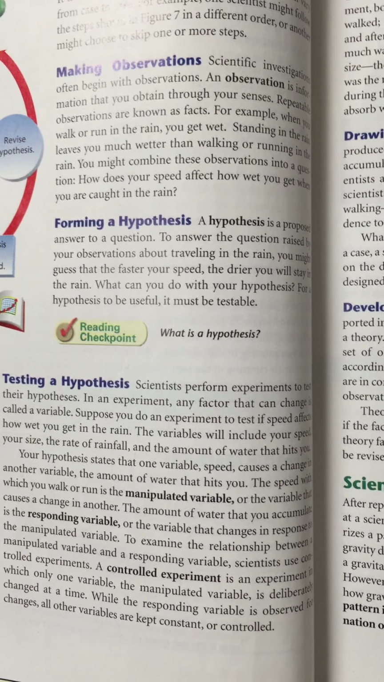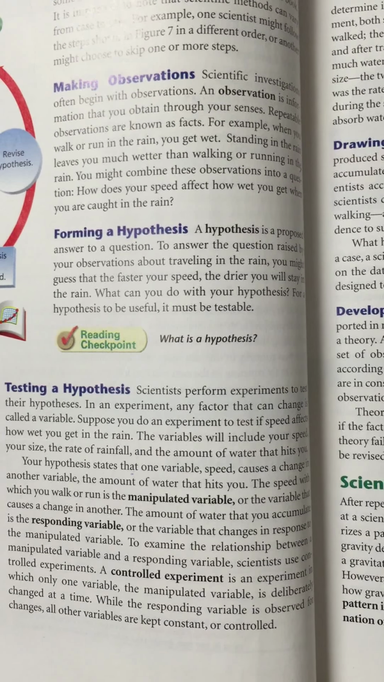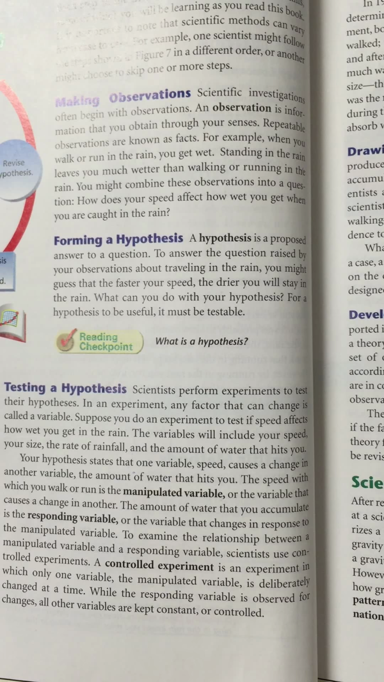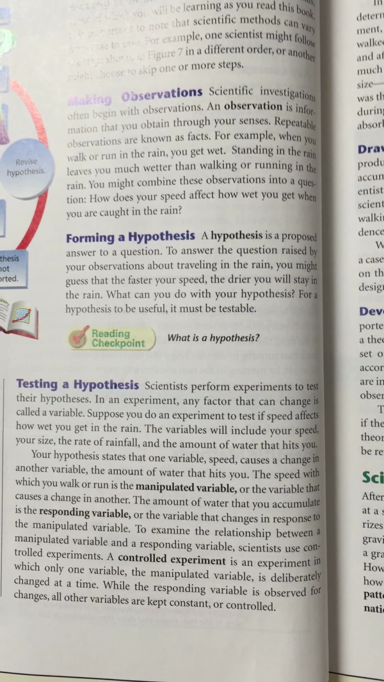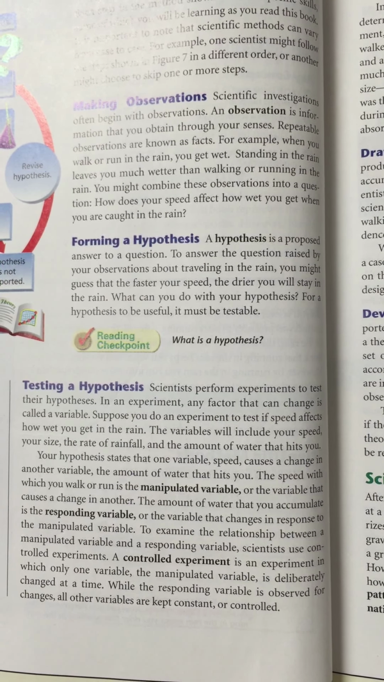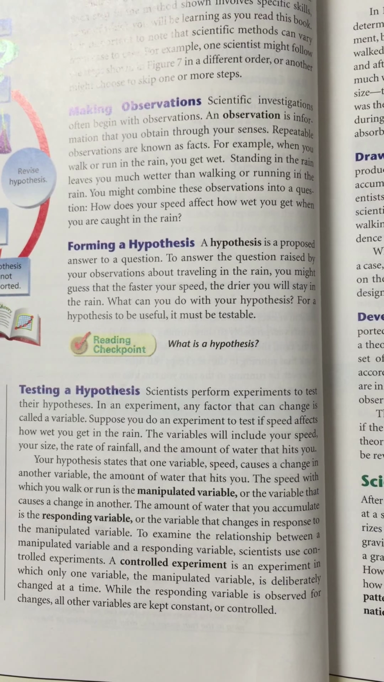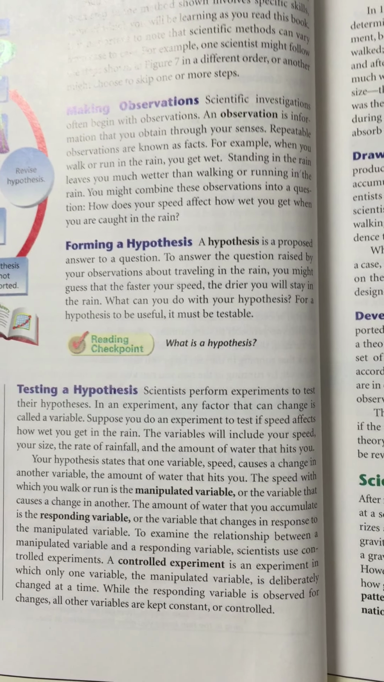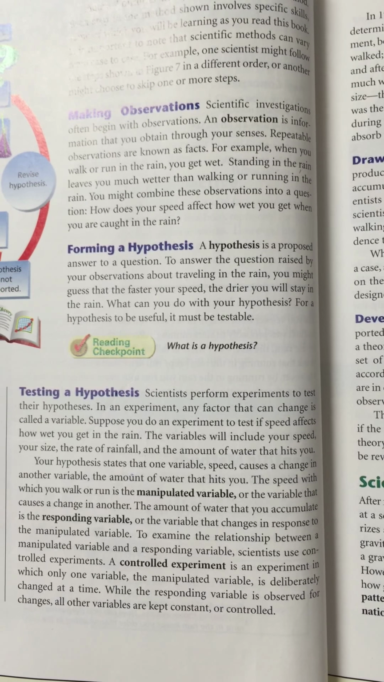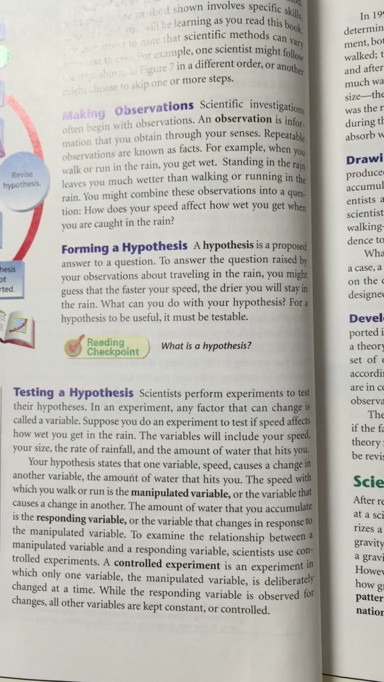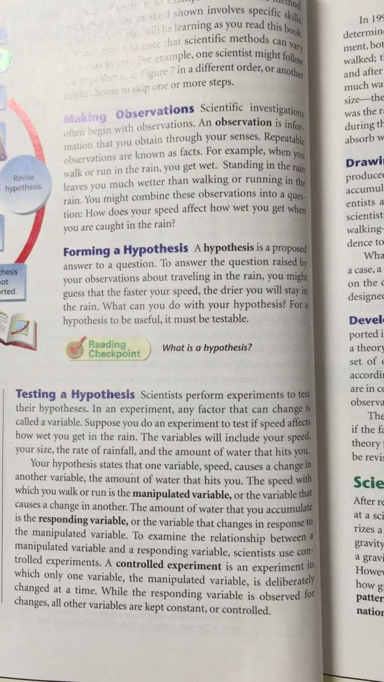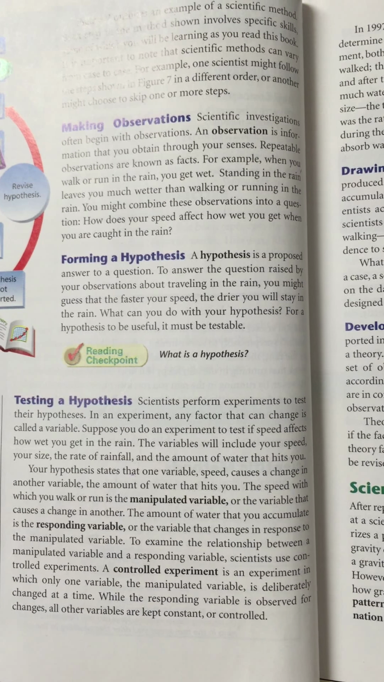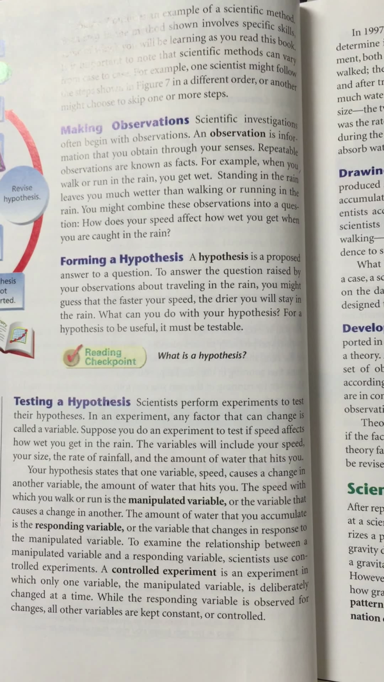Next heading, testing a hypothesis. Scientists perform experiments to test their hypothesis. In an experiment, any factor that can change is called a variable. Suppose you do an experiment to test if speed affects how wet you get in the rain. The variables will include your speed, your size, the rate of rainfall, and the amount of water that hits you. Your hypothesis states that one variable, speed, causes a change in another variable, the amount of water that hits you.